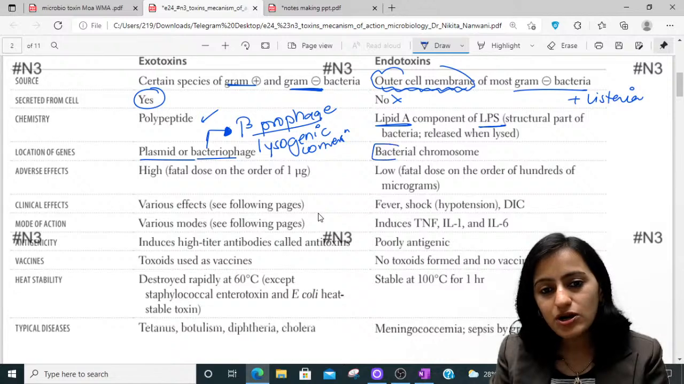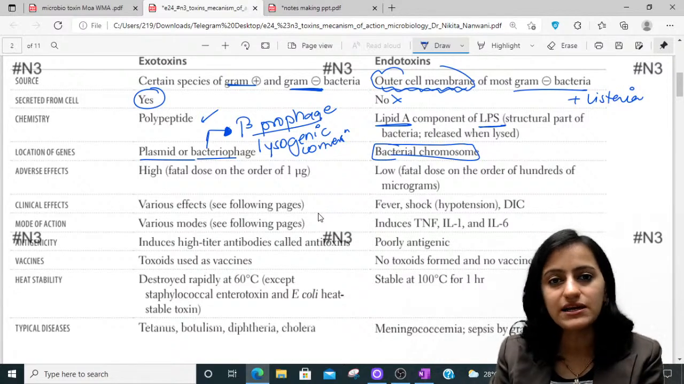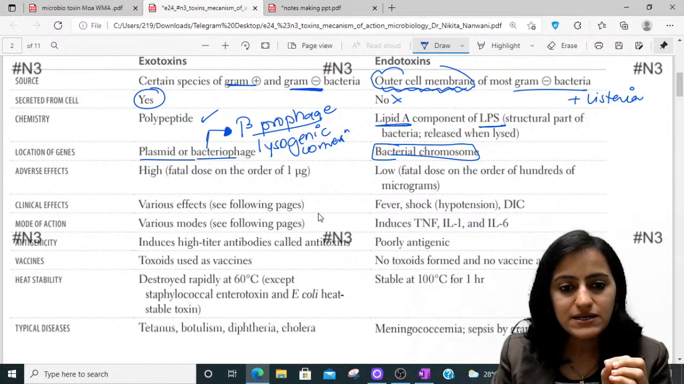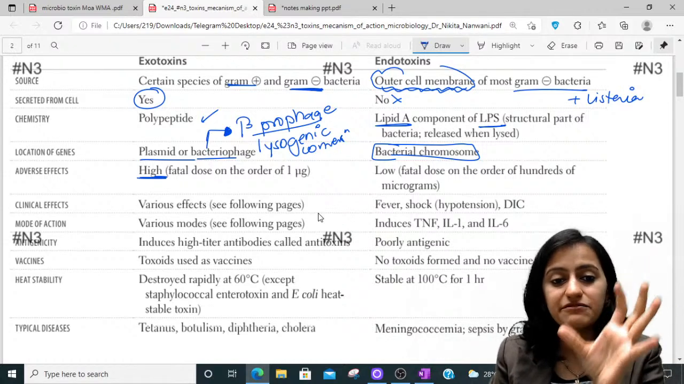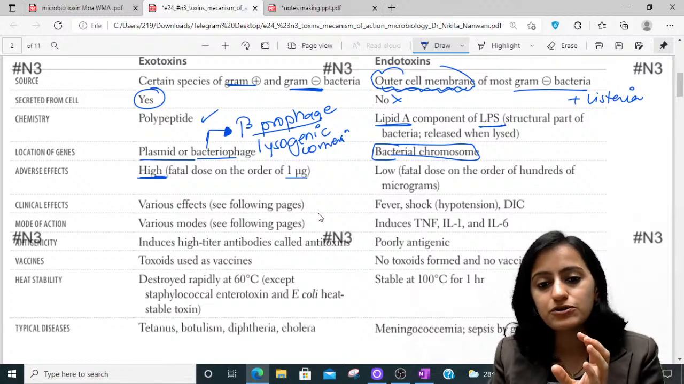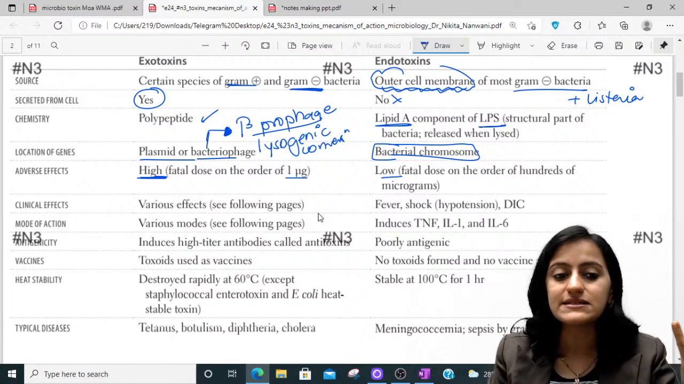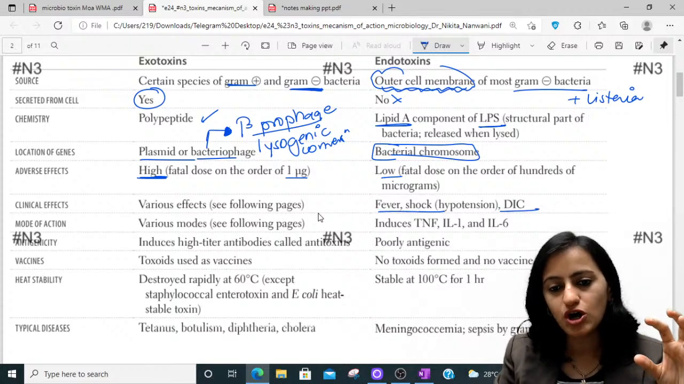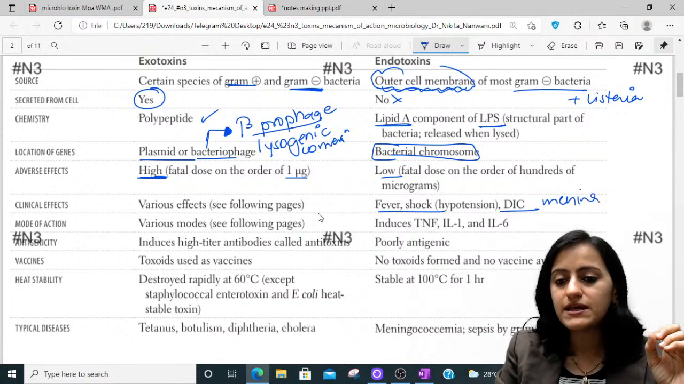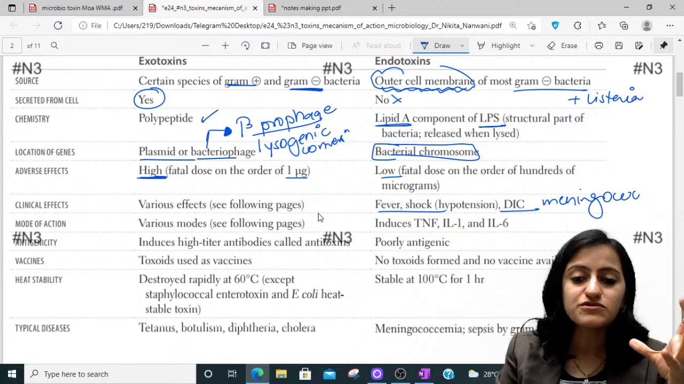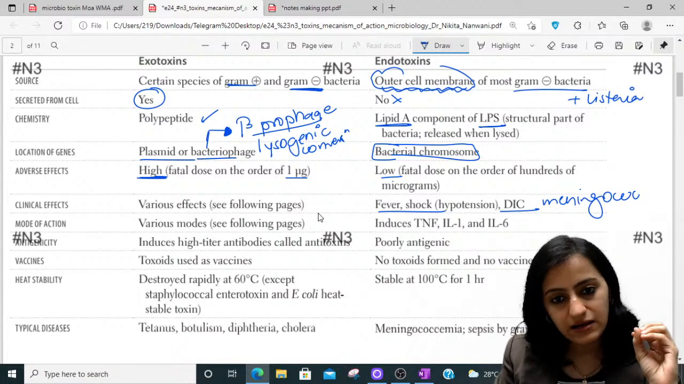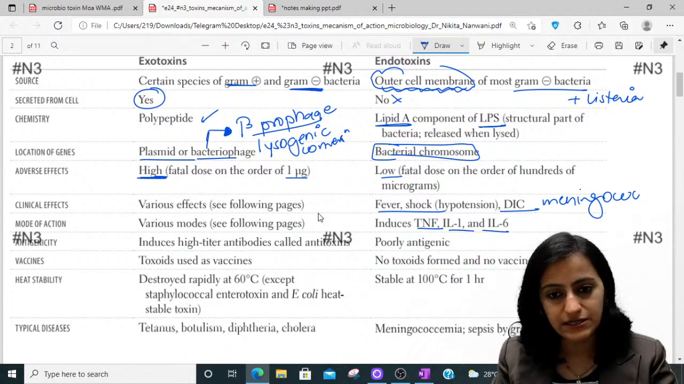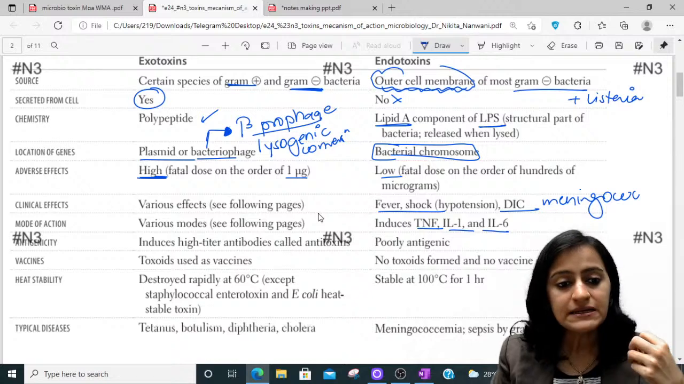While your endotoxin is inherent structural है, तो वो bacteria के chromosome में ही होता है. It is in the bacterial chromosome. Adverse effects, it is high. These are fatal in the order of 1 microgram. For endotoxin this is low; the fatal dose is more. Clinical effects, you'll see various effects. This is fever, shock, DIC, like you see with meningococcemia, like your Waterhouse-Friderichsen syndrome. Gram-negative endotoxin induces TNF, interleukin 1 and interleukin 6.